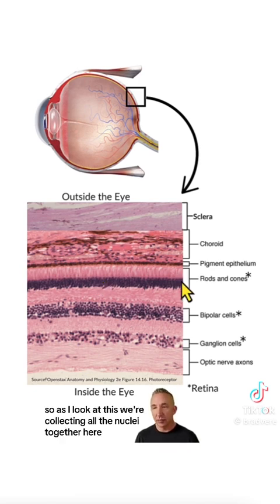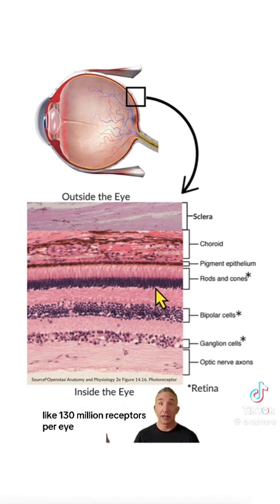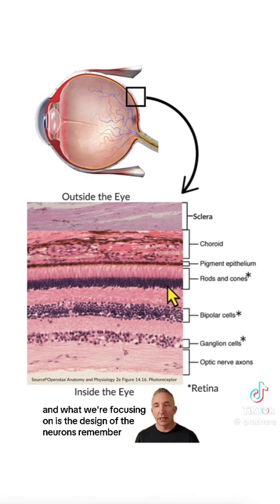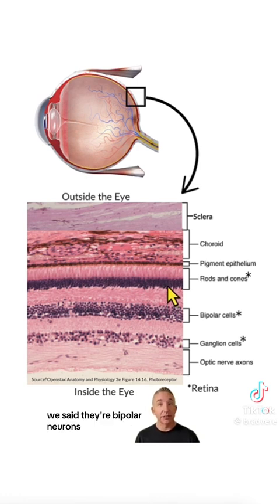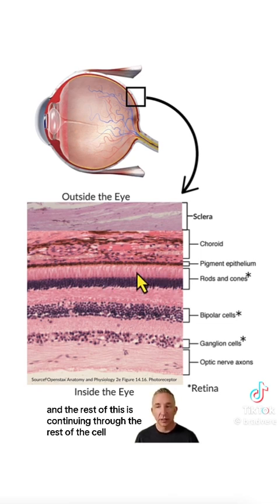So as I look at this, we're collecting all the nuclei together here. So this dark strand is the nuclei of the photoreceptors. Remember, there's millions of, like 130 million receptors per eye. And what we're focusing on is the design of the neurons. Remember, we said they're bipolar neurons. So all of this is the nuclei of the cells, and the rest of this is continuing through the rest of the cell like they're long strands. So all of these are just cells with the nuclei coming together with the rest of the cell.